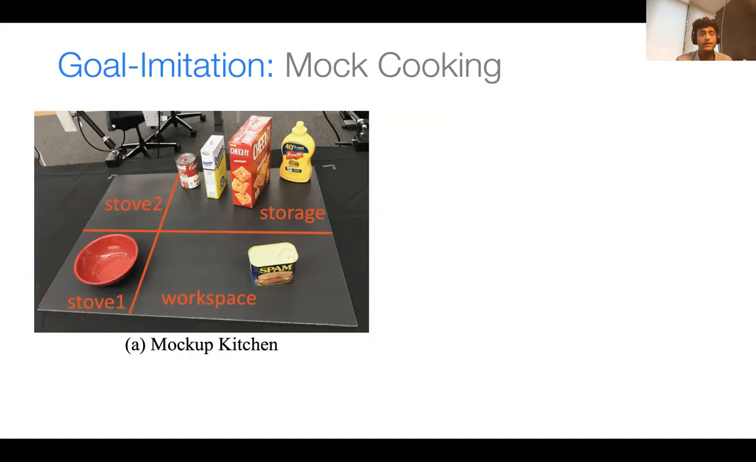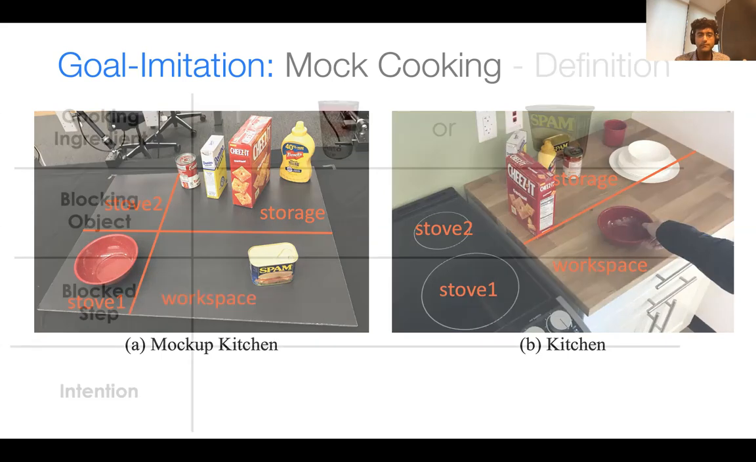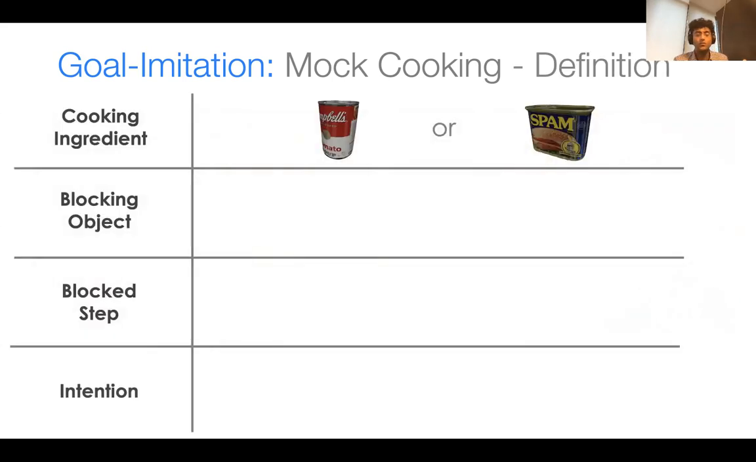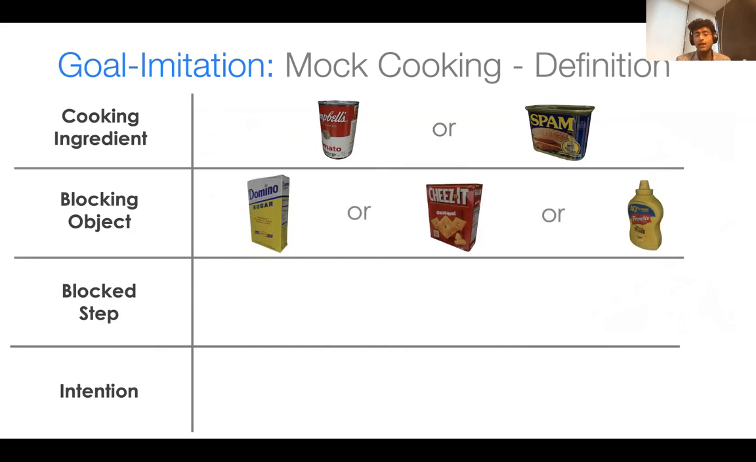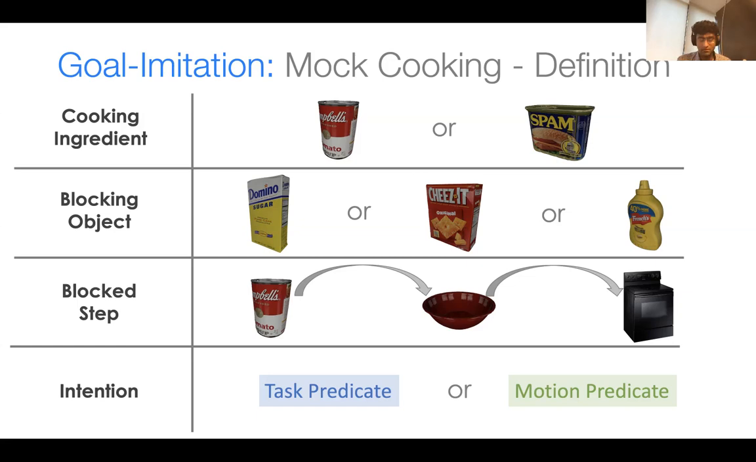Using this model, we can now look at tasks such as this mock cooking space, where we want to provide demonstrations in this mock kitchen space and then have a robot perform these tasks in a kitchen setup. The setup of the task is we would want to cook either of these two objects. We have certain blocking objects, and a block setup may be blocking this particular task, where the task is to pour soup into bowl, put bowl on stove, and put bowl back out on the workspace. And we have to infer which of these predicates are task predicates or required objectives, or motion predicates.